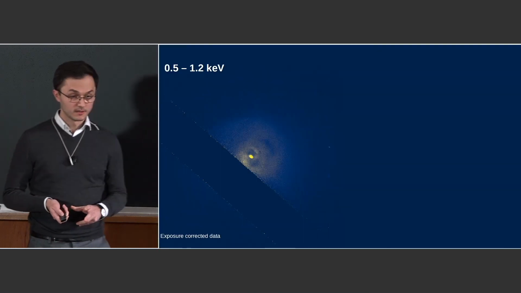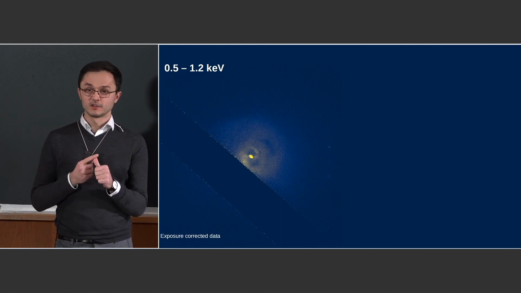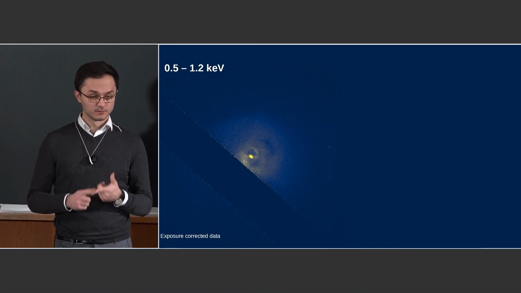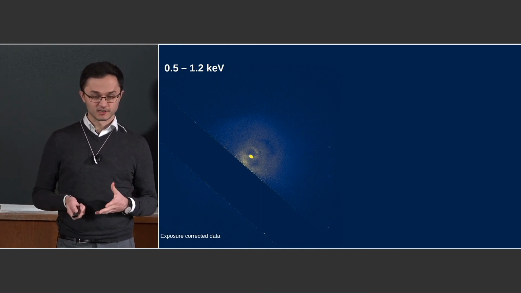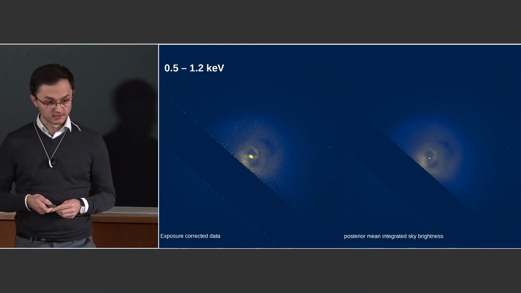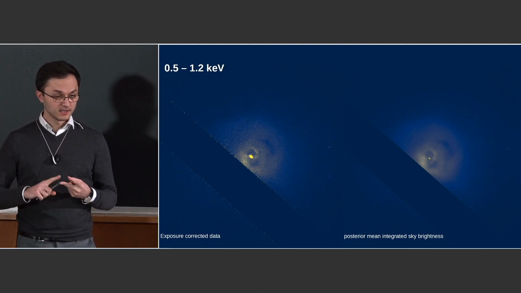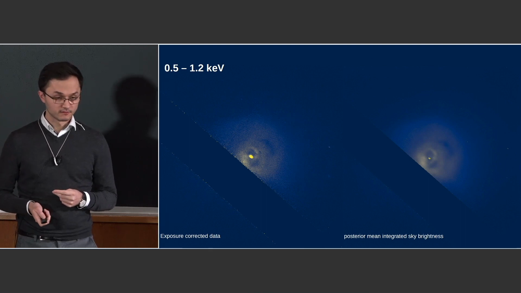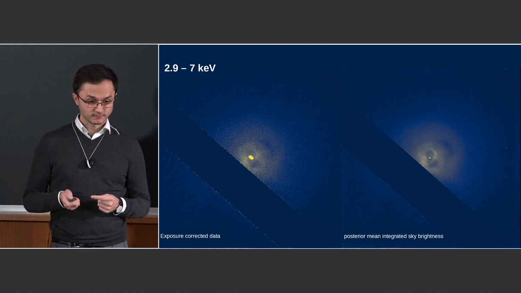So far, so good. This is the exposure-corrected data, which is, you see, pretty noisy. You have a huge PSF in the middle. And if you take all this information and the generative modeling into consideration, you can basically come up with a posterior mean integrated sky brightness, which looks like this. So you see that we can get rid of a lot of noise and already deconvolve to some degree. And this we can do for all 3 energy bins.